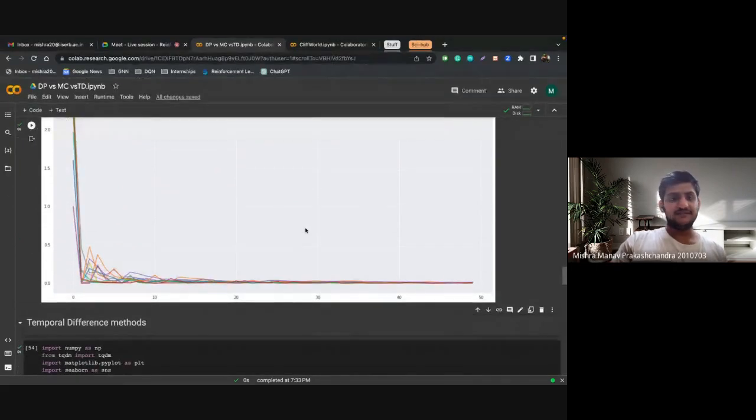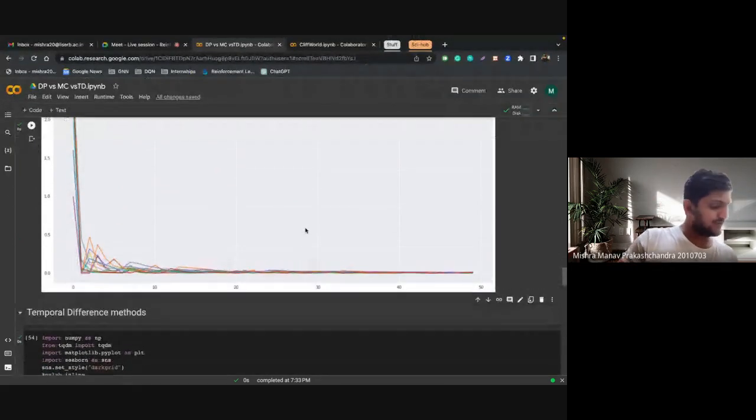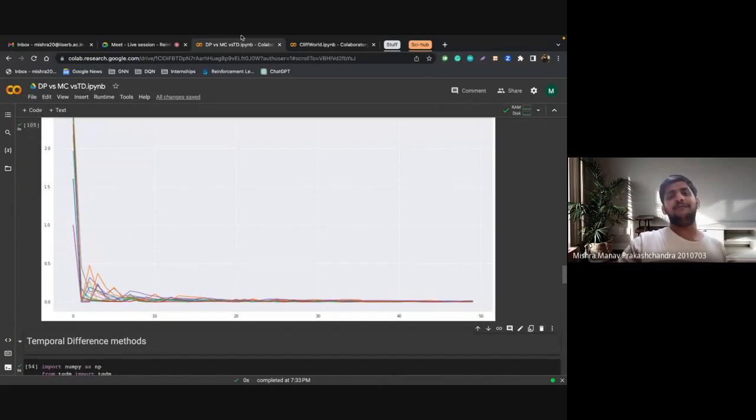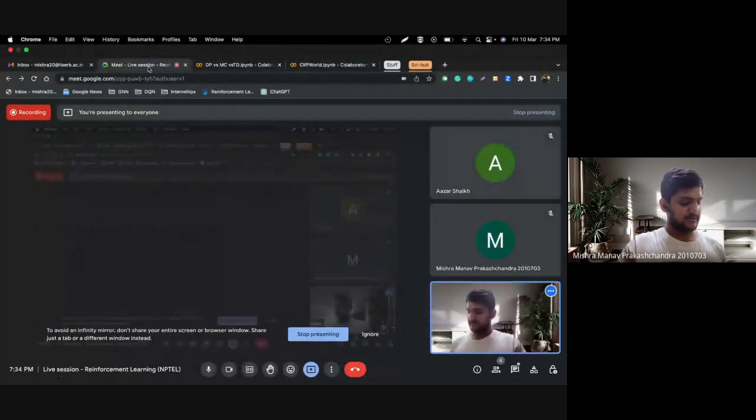The last thing I want to cover today is temporal difference methods. So we'll quickly go back to that and come back to this example again.